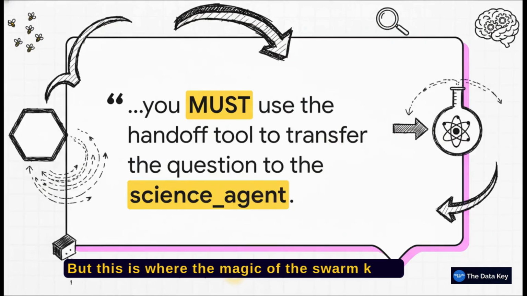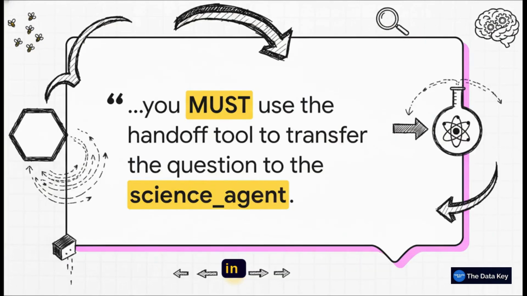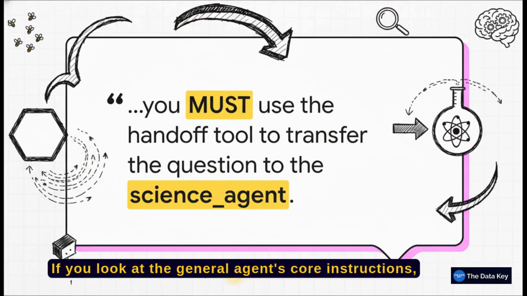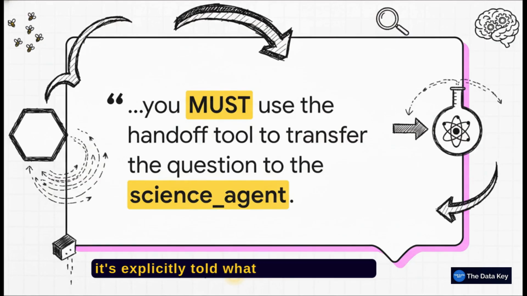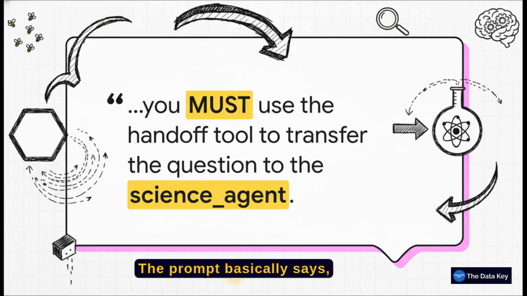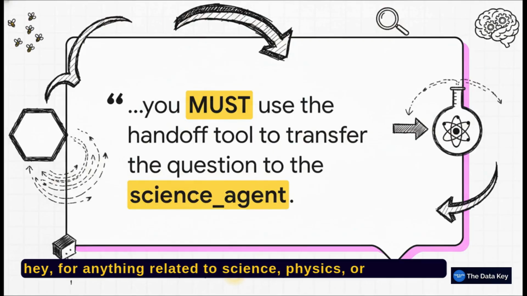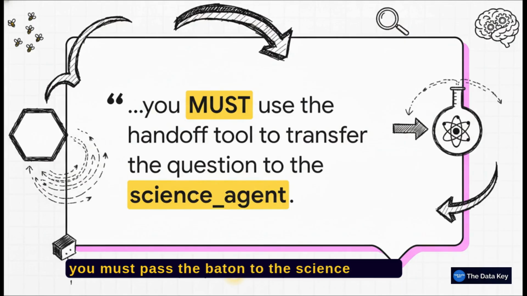But this is where the magic of the swarm kicks in. If you look at the general agent's core instructions, its prompt, it's explicitly told what it's not good at. The prompt basically says, hey, for anything related to science, physics, or chemistry, you must pass the baton to the science agent.